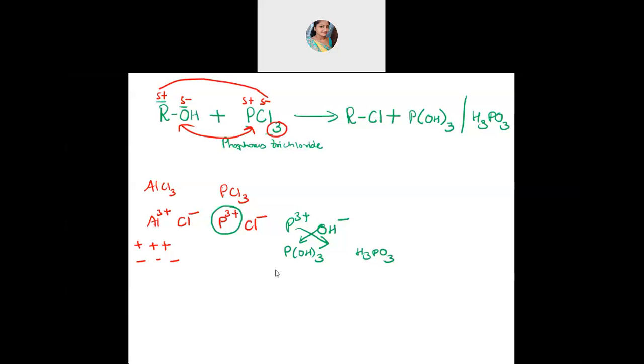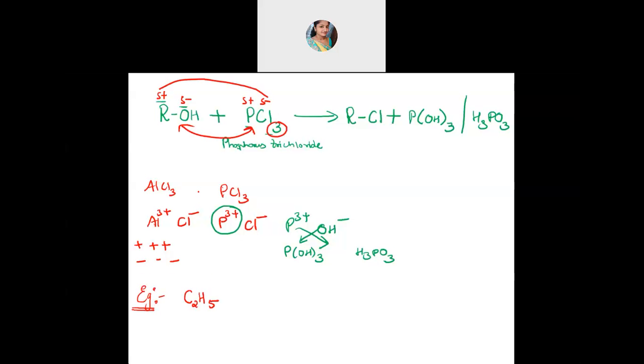Now let me write one example for this. I'll take one more example. You can take the ethyl group. Instead of R, I'll be taking C2H5. Rest everything remains the same. Only your R group can be changed. So it is a general reaction. You can prepare any other alkyl chloride using this. You can prepare methyl, ethyl, propyl. So we write generally as R.